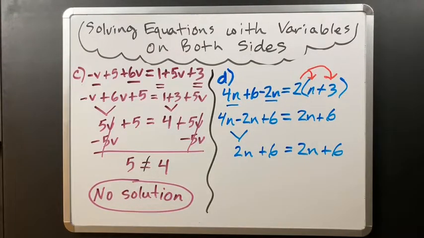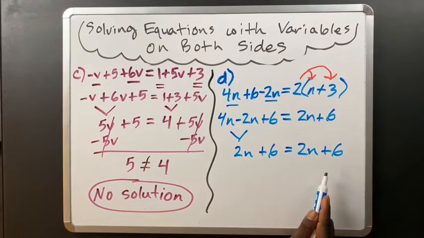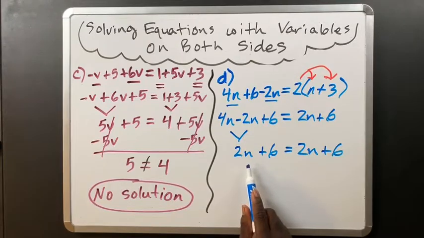Aha! What do you notice? What's on the left side is equal to what's on the right side. 2 times n plus 6 equals 2 times n plus 6. Whenever you are solving an equation, and these are linear equations, because the highest exponent of the variable is 1, and you get this situation where what's on the left side is equal to what's on the right, that means you can pick any value for this variable n, plug it in, and you're going to get equality.